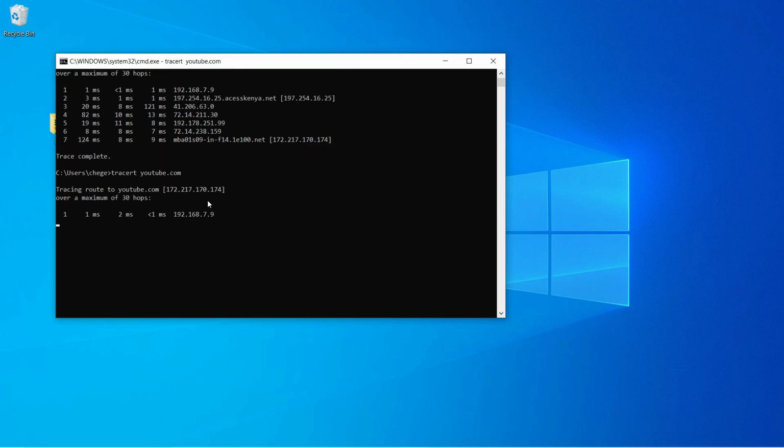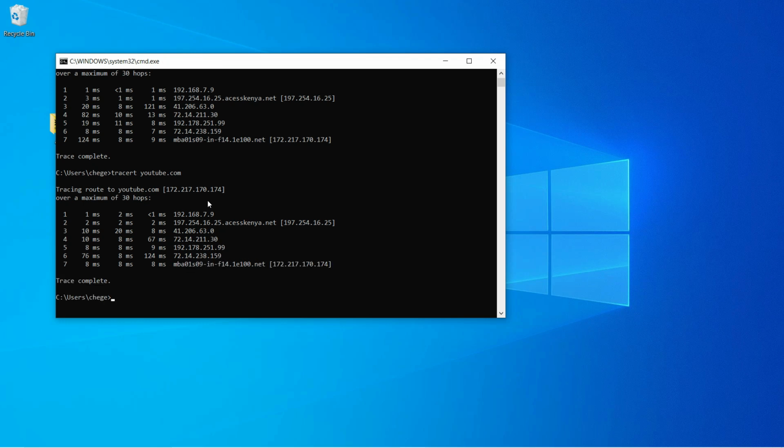Notice there is a small lag when I get onto my ISP. It goes to the next backbone router, but notice there is a high latency within my backbone routers. Then it will go all the way to YouTube. So let's now explain these.